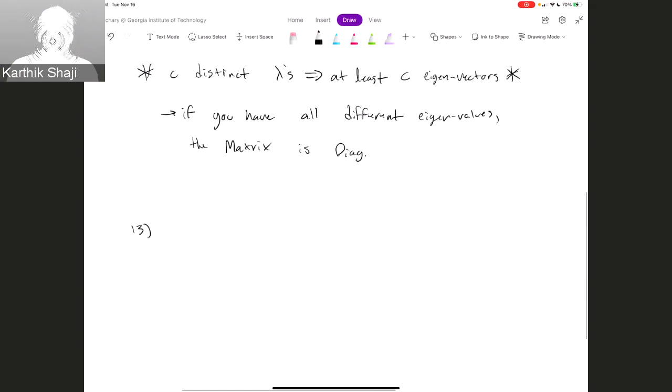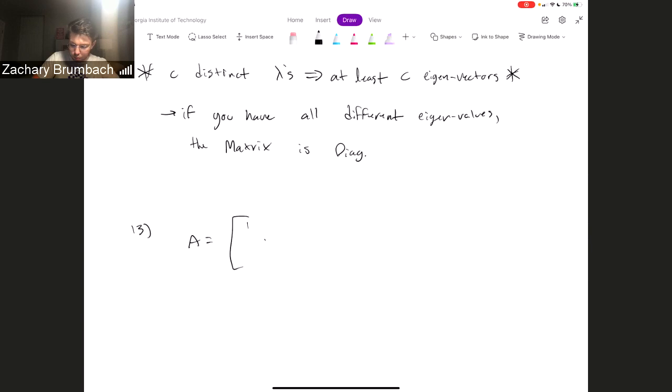Question 13 on the practice midterm states A equals this matrix: 1, 1, 1, all zeros on the bottom, 1, 0, 0. Okay, what are our eigenvalues of this? It is upper triangular, so we automatically know our eigenvalues, and they are the entries on the diagonal. So our eigenvalues are equal to 1 with multiplicity of 3.